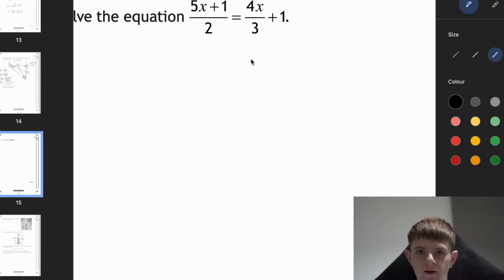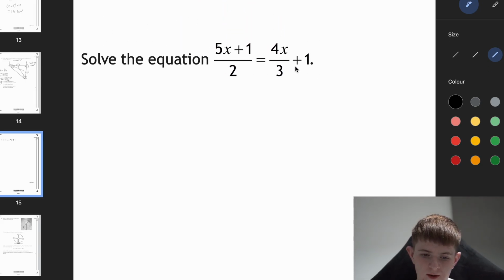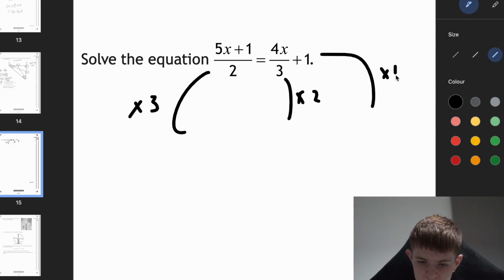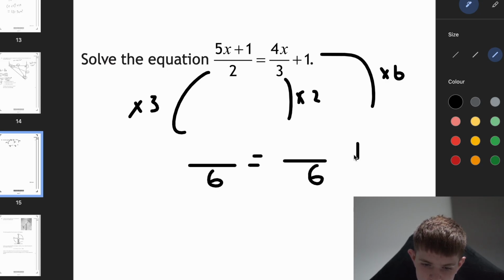Question number 13. We need to get the same denominators and change that one to what it is. So the common multiple between 2 and 3 is 6. So we are going to times this by 3, sorry, times this by 2, and times that by 6. So now we're going to have over 6 equals over 6 add 6.